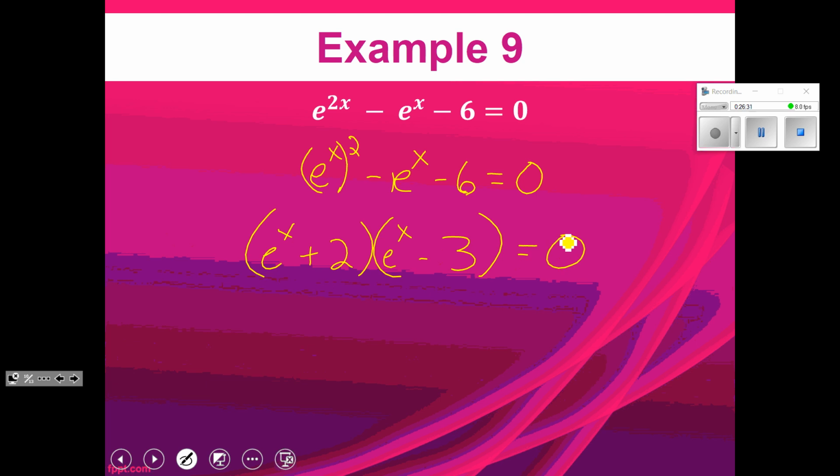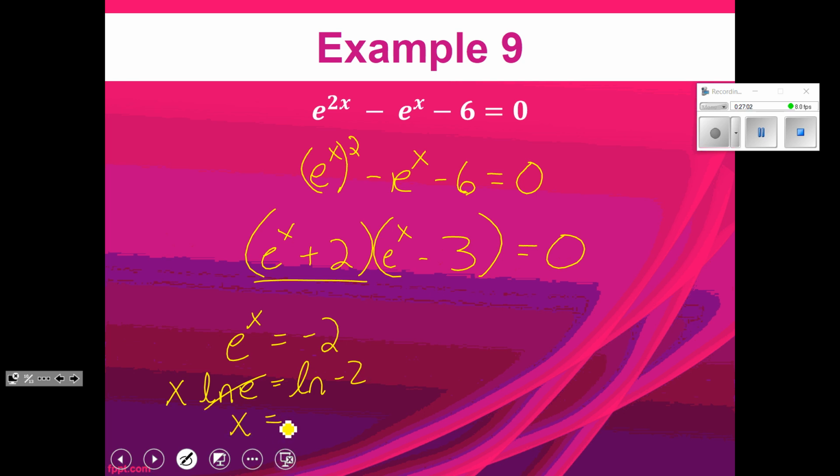Excellent. Now what do you think we're going to do based on what we know in solving? When we factor it, we need to set each piece equal to 0. So this is going to become e to the x is equal to negative 2. And you can solve that. I'm going to take an ln on both sides. So this will be x times the ln of e is equal to the ln of negative 2. Those will cancel. What is the ln of negative 2?